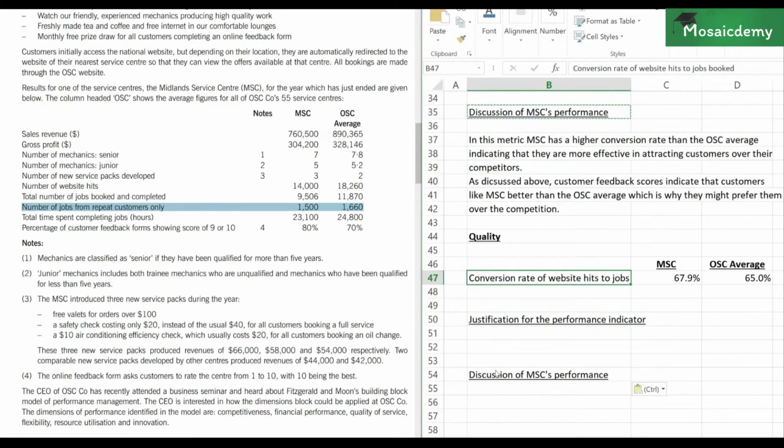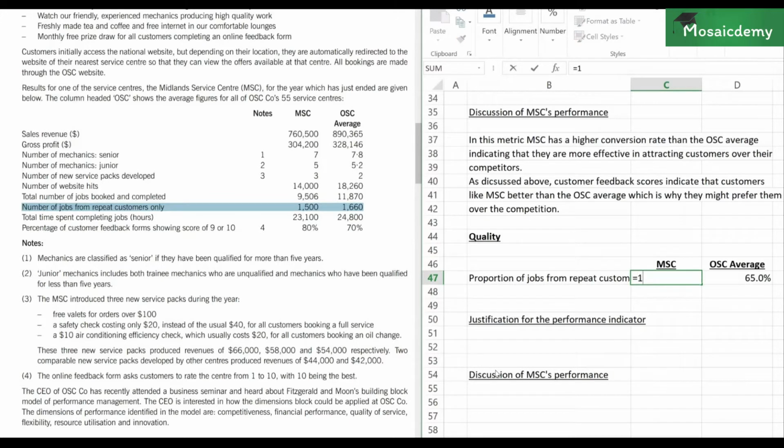So we can say proportion of jobs from repeat customers, right? Proportion of jobs from repeat customers. For MSC it's going to be 1,500 over 9,506, and for OSE it's going to be 1,660 over 11,870. So 15.8% versus 14%.